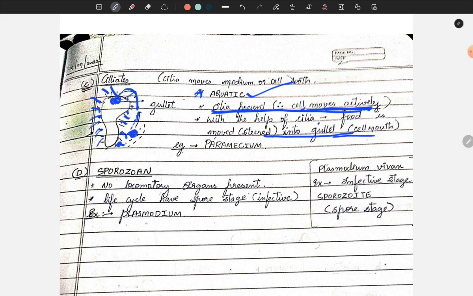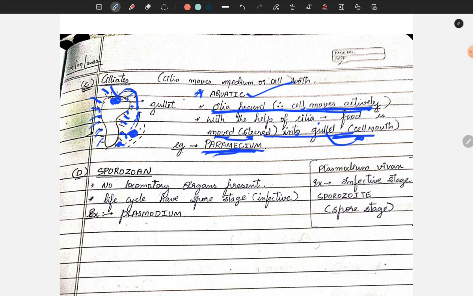Remember, with the help of cilia, food is moved, steered into the gullet. Gullet, in the sense, is also called the cell mouth. Example is Paramecium, the woman's slipper. You can remember it as woman's slipper, Paramecium.